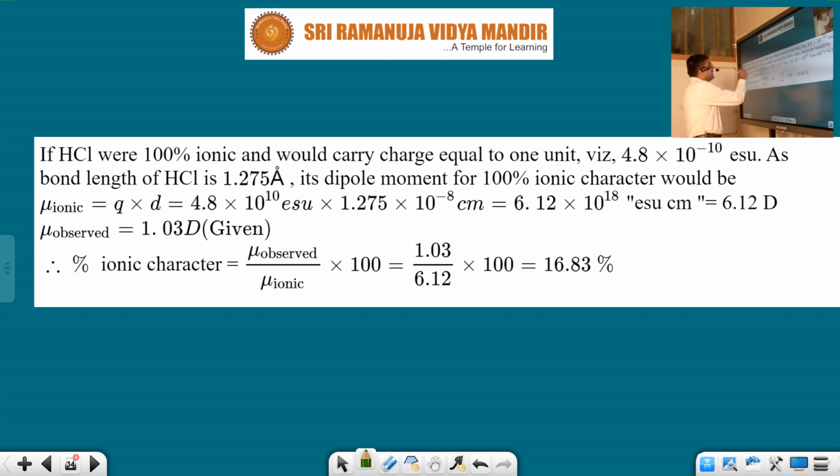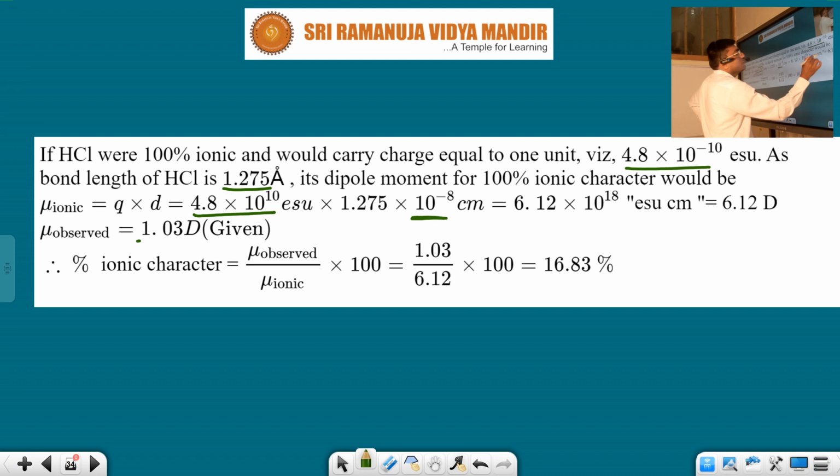Simple. If HCl were 100% ionic and would carry a charge equal to 1 unit, so 4.8 into 10 power minus 10 ESU, bond length is given as 1.275. Then what happens? You calculate that. So 4.8 into 10 power minus 10, this is 10 power minus 8. That means you get debye. What is the answer you get? So mu is equal to this. ESU centimeter with 10 power 18 is called debye.